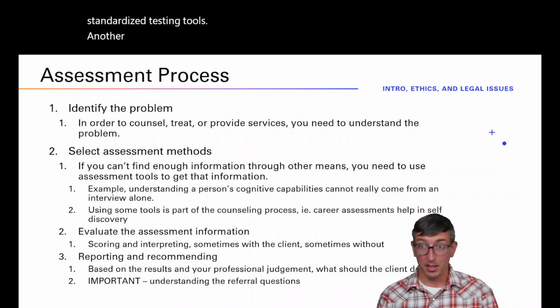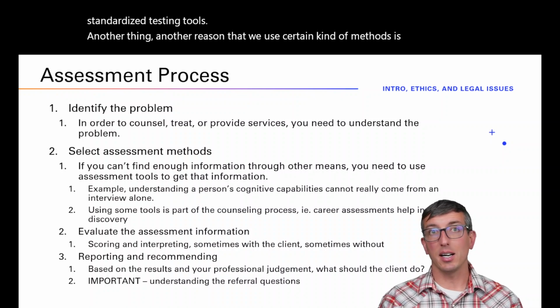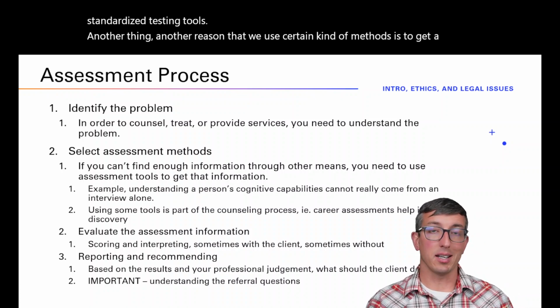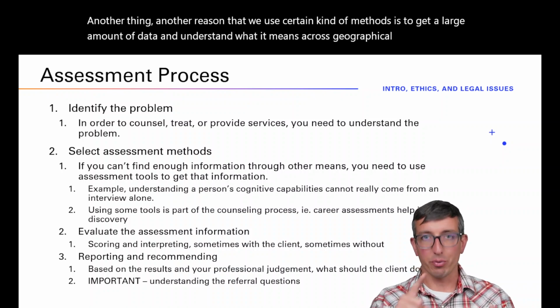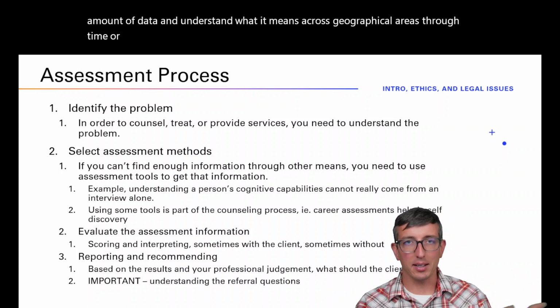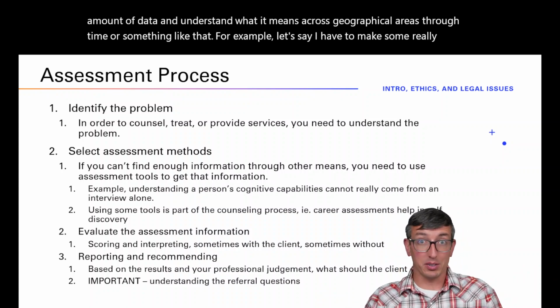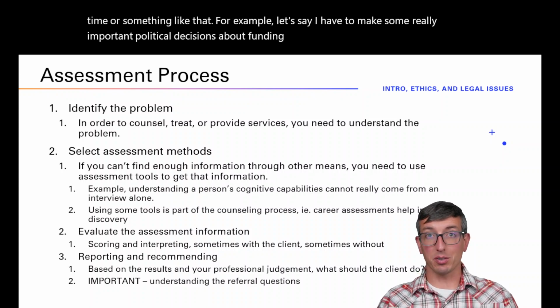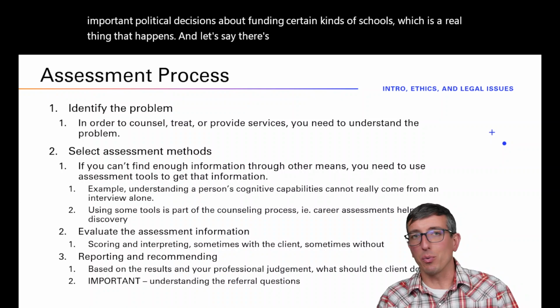Another reason that we use certain kinds of methods is to get a large amount of data and understand what it means across geographical areas, through time, or something like that. For example, let's say I have to make some really important political decisions about funding certain kinds of schools, which is a real thing that happens. And let's say there's a bunch of people in Washington, D.C.